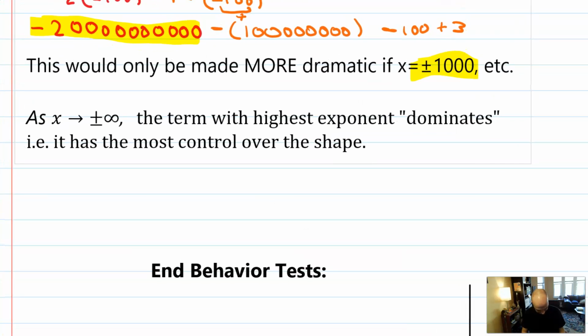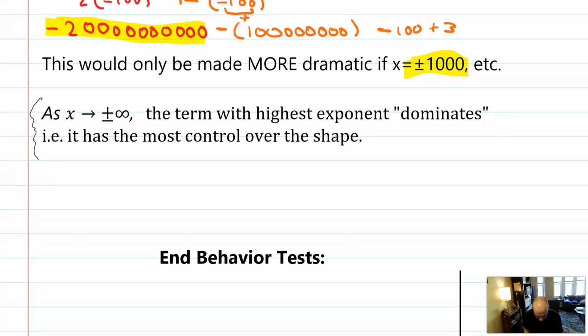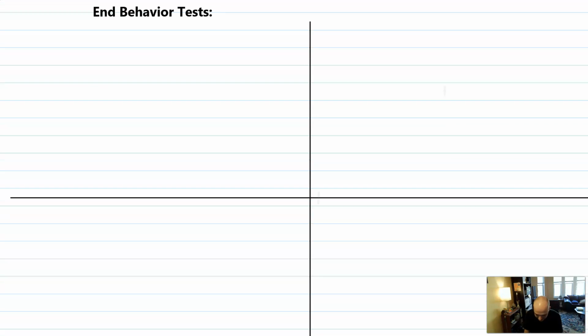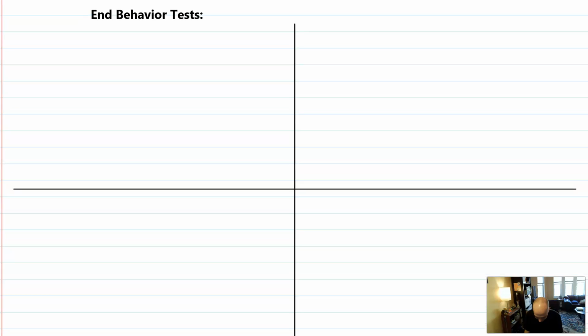So we would say that mathematically, as x approaches plus or minus infinity, right, left or right sides, the term with the highest exponent starts to dominate or take control. And that term alone is what really controls the shape. And that brings us to a set of tests that are called the end behavior tests. And we'll try to put them all in one nice chart right here.